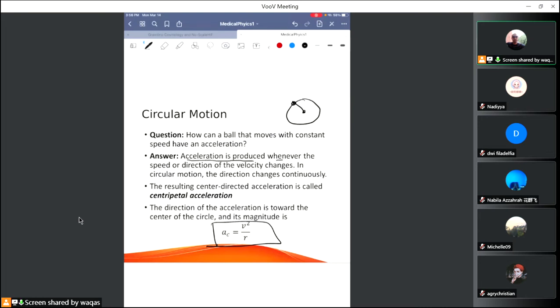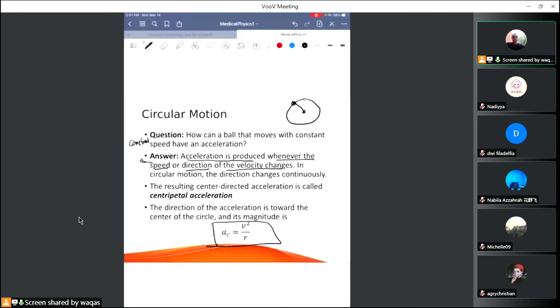Acceleration is produced whenever the speed or direction of the velocity changes. Speed here is constant. In our case, speed is constant and only direction changes. Due to the circular motion, the direction changes continuously. So you can see that direction changes continuously, so the ball has an acceleration.